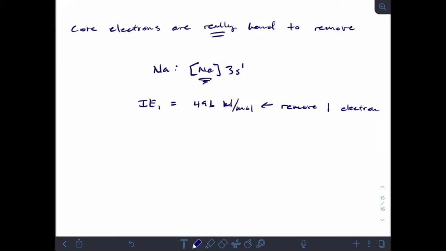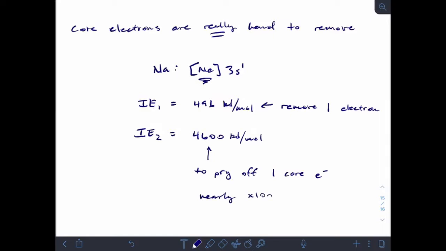That brings us down to the core electrons, right? So in order to pull off one of those core electrons from the neon part of things, IE2, that ionization energy is 4,600 kilojoules per mole. Right? That's what it takes to pry off one core electron. Nearly 1,000 times more energy. Right? It's really, really tough to pull off a core electron.